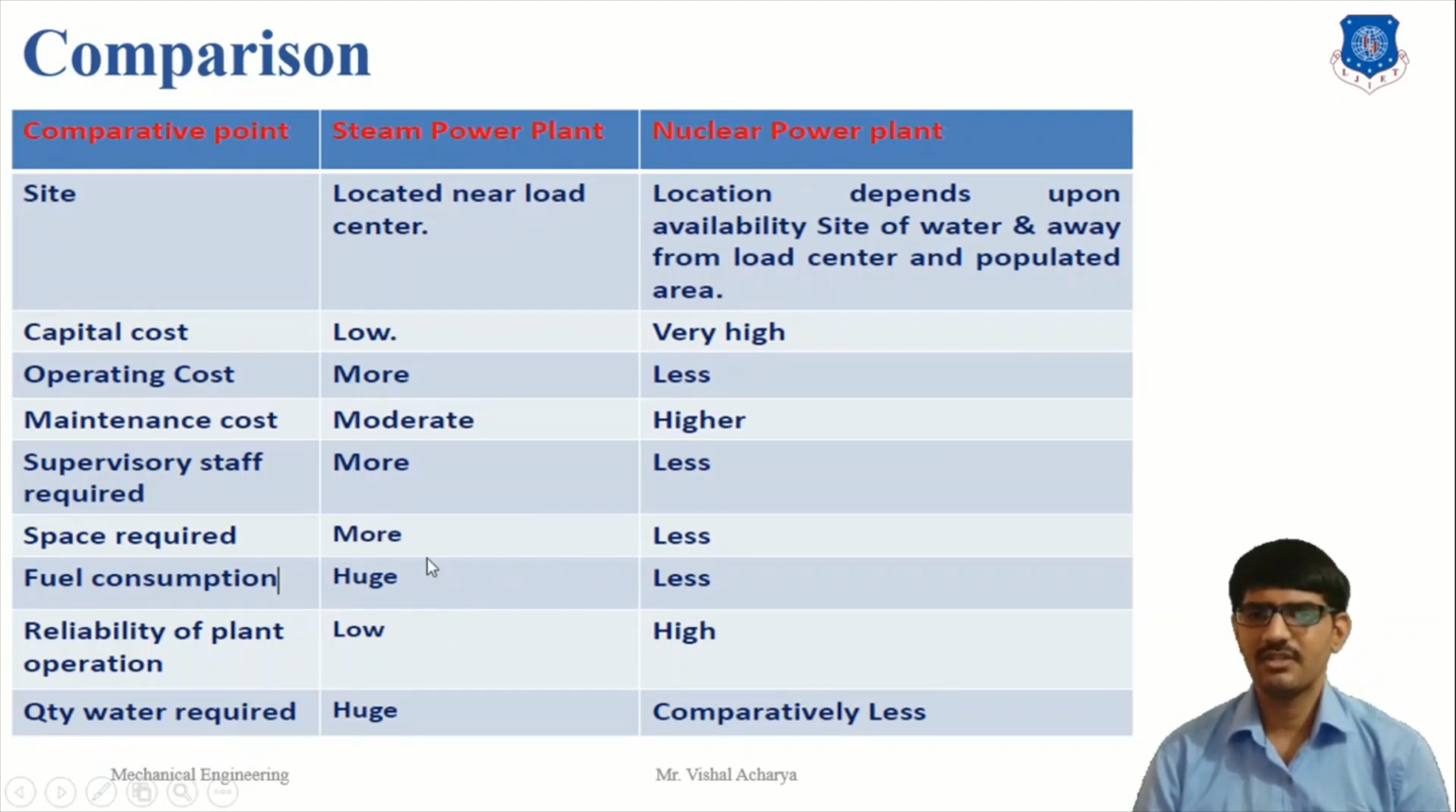Fuel consumption is very high for steam and very less for nuclear. 1 kg of uranium is equal to 4,000 or 5,000 tons of coal. Reliability of plant operation is low for steam and very high for nuclear. The quantity of water required for a steam power plant is comparatively higher than for the nuclear power plant.